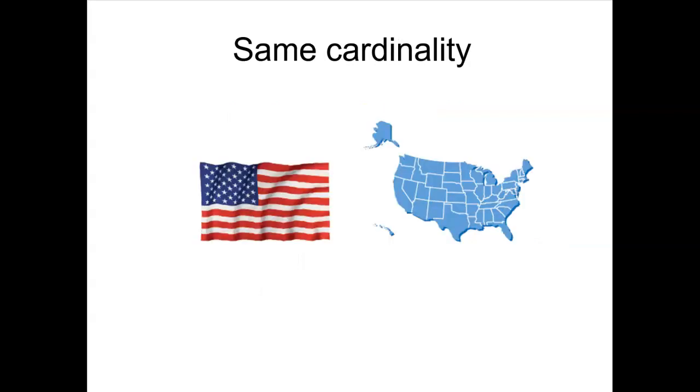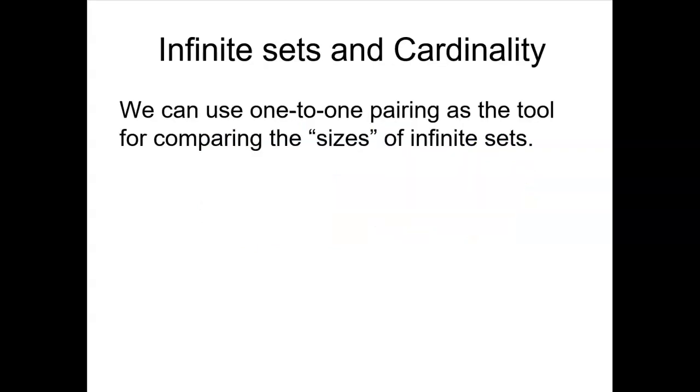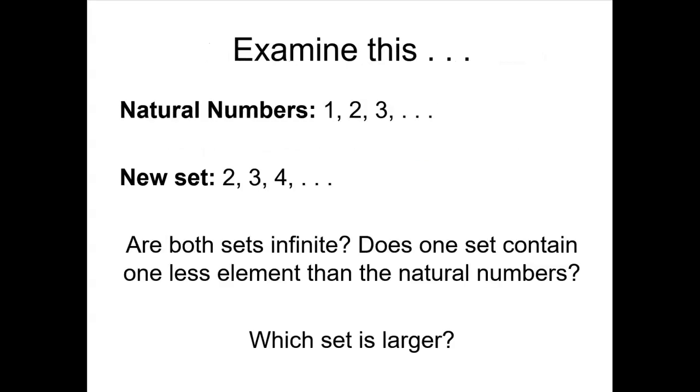If we think here, okay, the stars have a one-to-one correspondence with the states. We can say that they have the same cardinality because I could pair up this star with this state and this star with this state. I can continue on until it stops, and I see that I have a one-to-one correspondence. So we can actually use one-to-one pairing as the tool for comparing the sizes of infinite sets. That last example was a finite set, but we can do it for infinite sets. So let's examine this here.